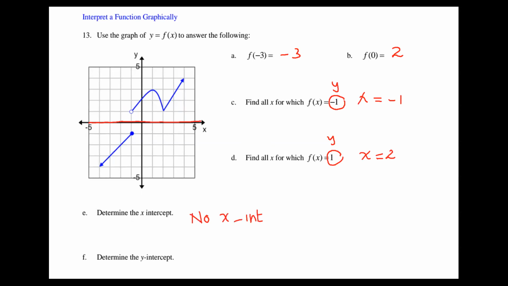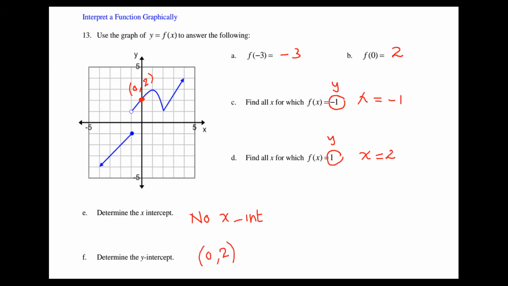And the last problem, determine the y-intercept. Y-intercept is the point where it crosses the y-axis. So this is the graph, this is the point where it crosses the y-axis, which is the point 0, 2. So the y-intercept is going to be 0, 2.